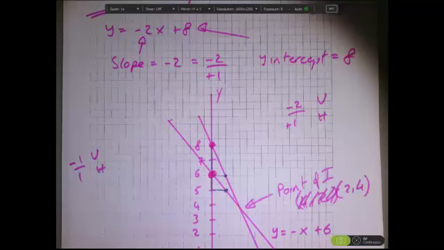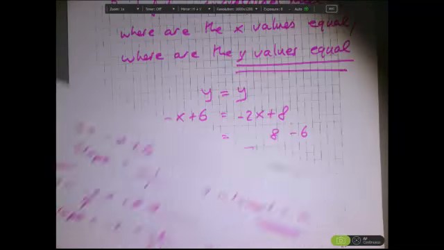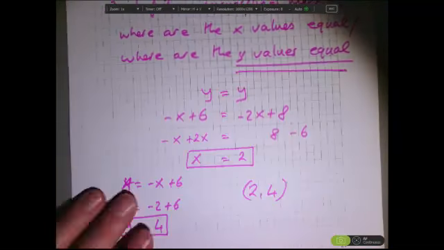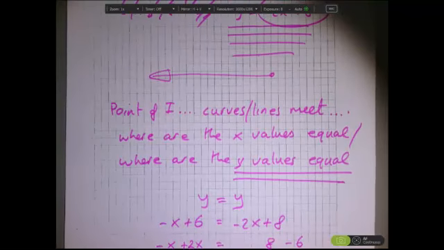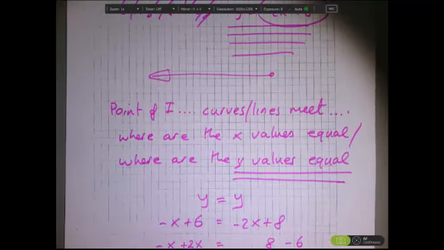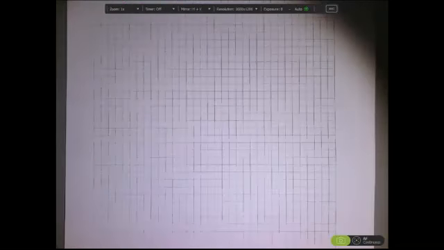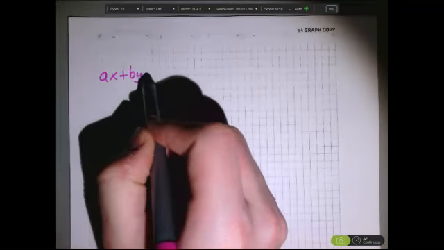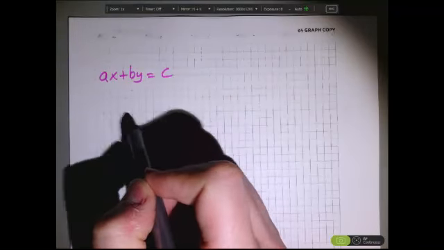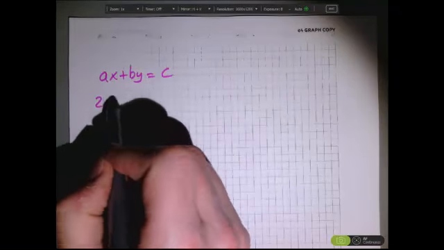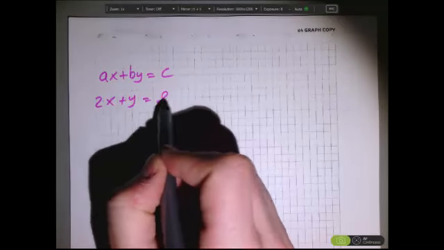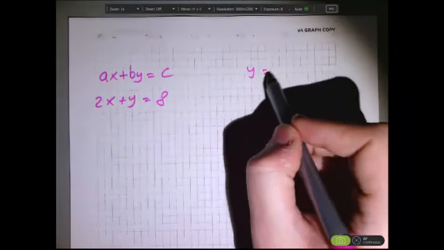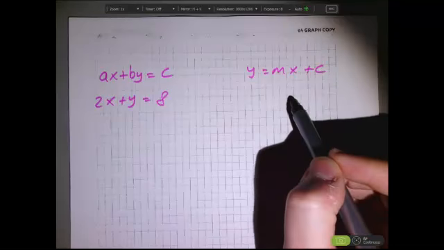I suppose just one last comment, because an ability to solve simultaneous equations like this relies on you being able to move between the two different forms of an equation. So just a quick reminder again, you've got the ax plus by equals c version, which in our case was 2x plus y equals 8. And you've got the y is equal to mx plus c version.